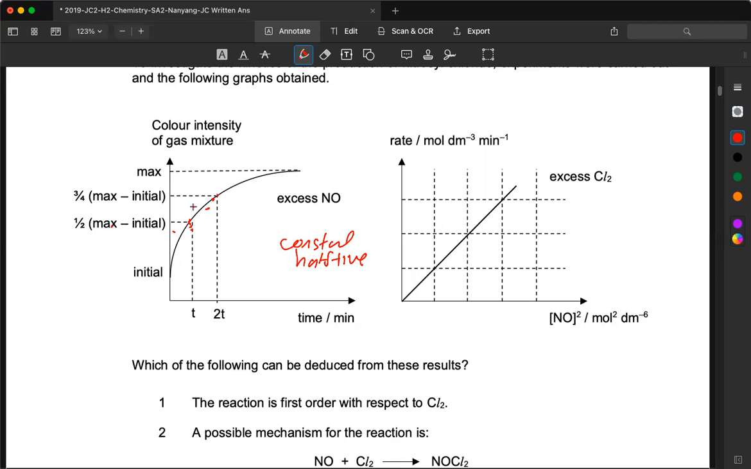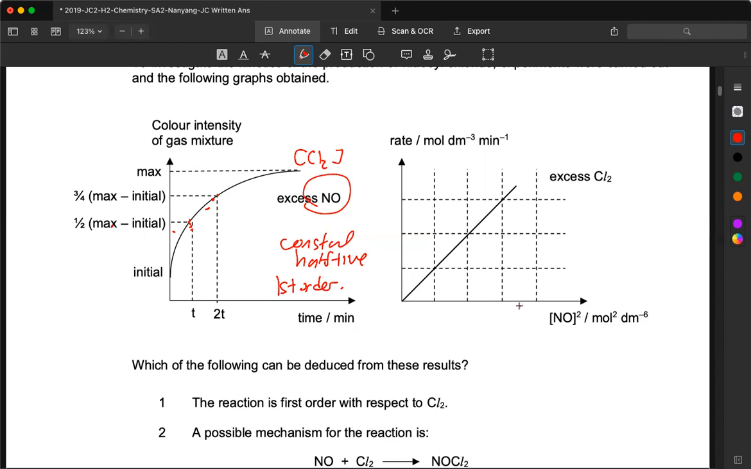So given a constant half-life, it is first order. Since NO is used in excess, the variable should be Cl2. As the reaction progresses, the rate decreases proportionally with decreasing Cl2. So it must be first order with respect to Cl2.